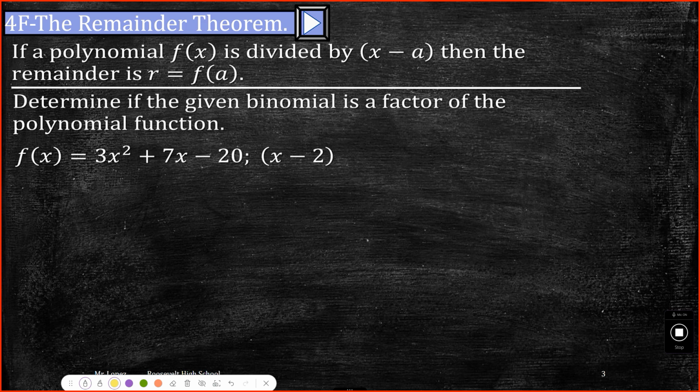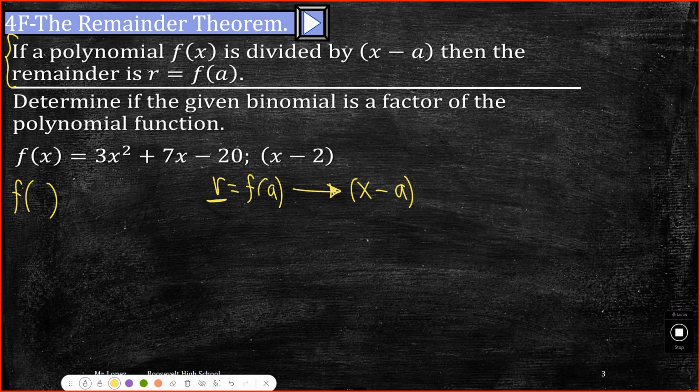So what we're going to do is work out this statement. If a polynomial f of x is divided by x minus a, then the remainder is r equals f of a. So here, r is equal to f of a. This is the remainder, and the remainder is f of a. Where it comes from, x minus a. So I need to evaluate f of a.